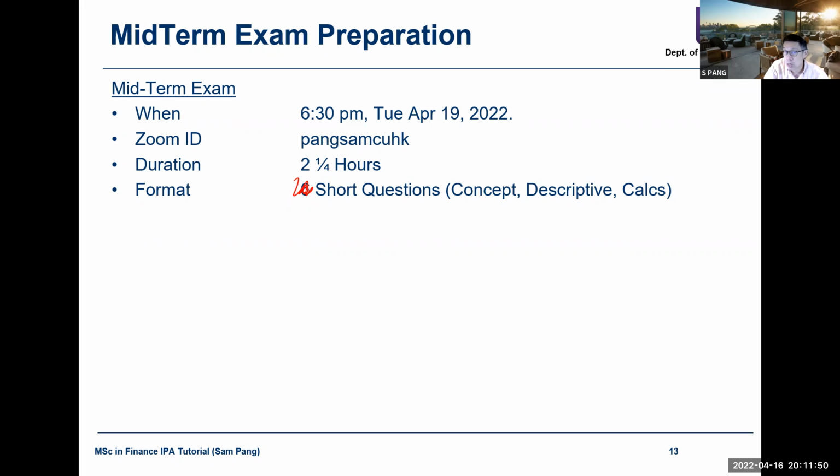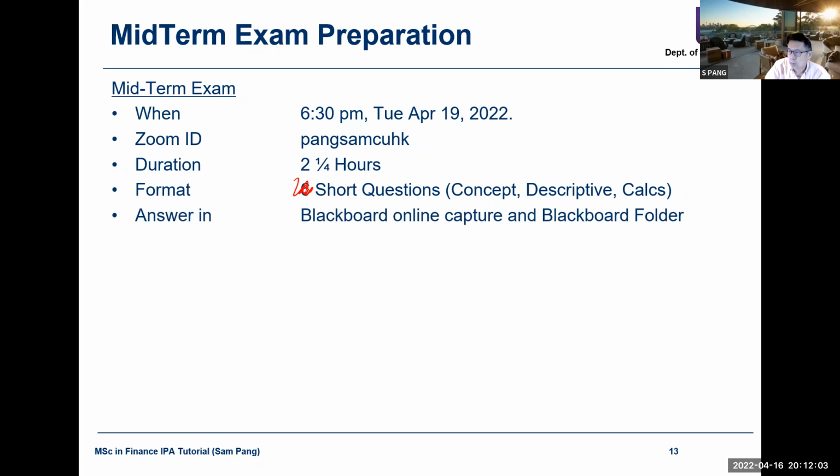And the questions are not equal weight. They are not equal weight. Okay, so you watch out for how many marks you get per question. Now, you're going to answer your questions in Blackboard, Online Capture, and Blackboard folder. Now, what do I mean by that? It means for some questions, you just type your answers directly into Blackboard. In other words, okay, you're going to receive your exam in Blackboard.